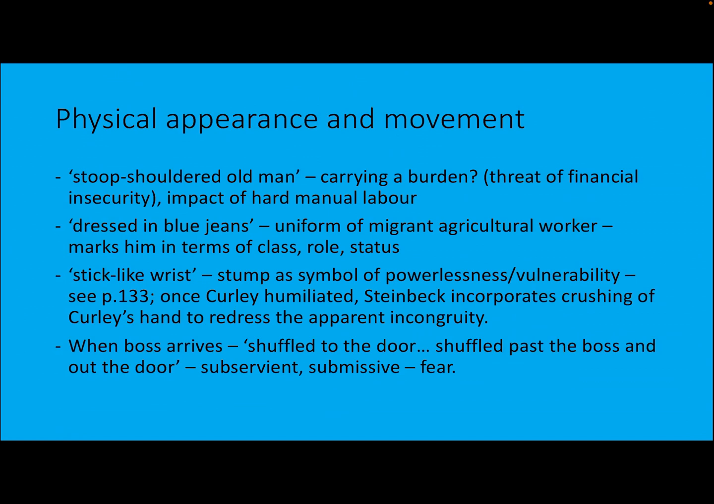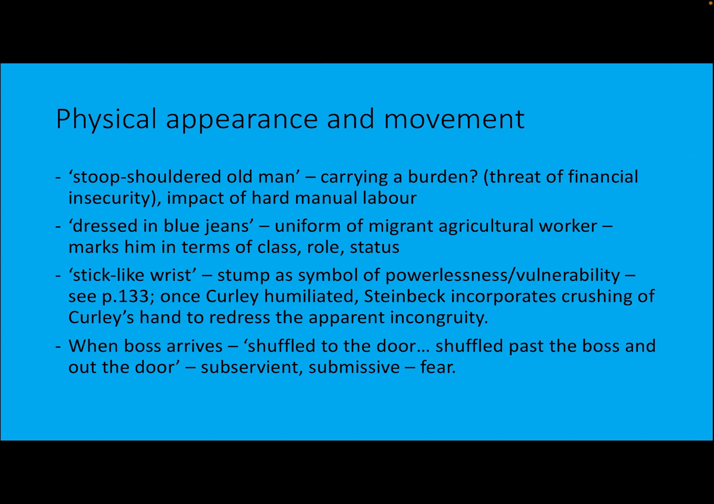We're going to look at the introduction of Candy, so we're going to look at how he's introduced in chapter 2 of Of Mice and Men. First thing that we could look at is his physical appearance and his movement. So he's initially described as a stoop-shouldered old man, and to me that suggests that he's carrying a burden.